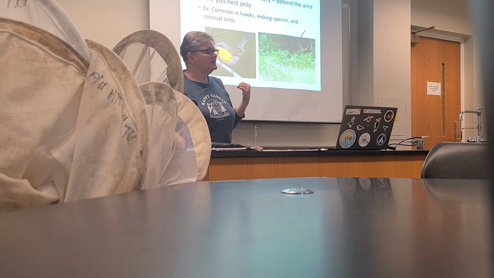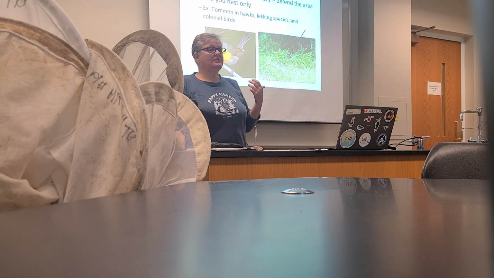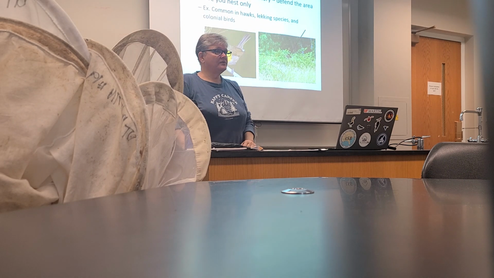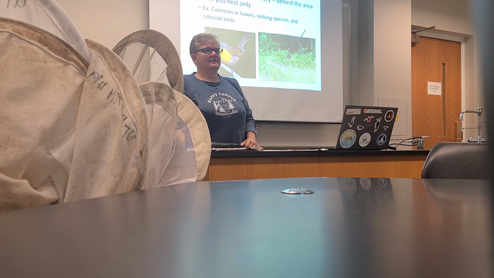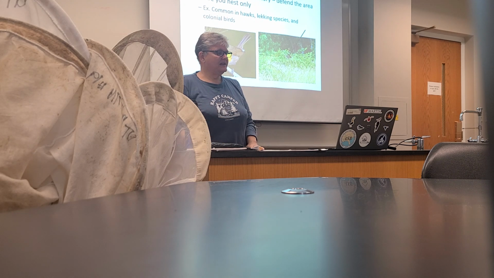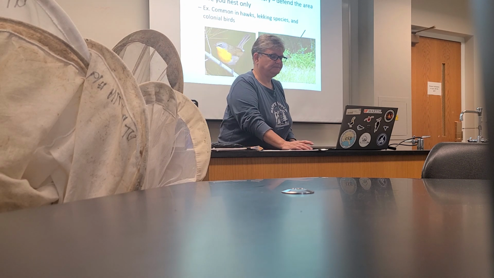This is common in hawks, lekking species, and colonial birds. So when we talked about the herons, the heron rookeries, you have to have one adult at your nest at all times, or your neighbor's just going to throw stuff out, right? But they do defend their nest. They will occupy it and try to keep their neighbors from doing that.